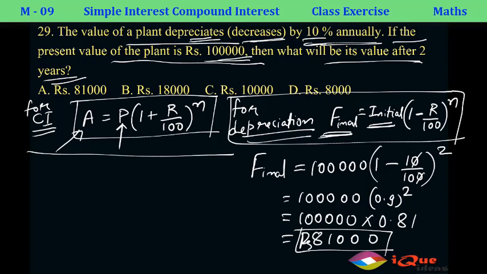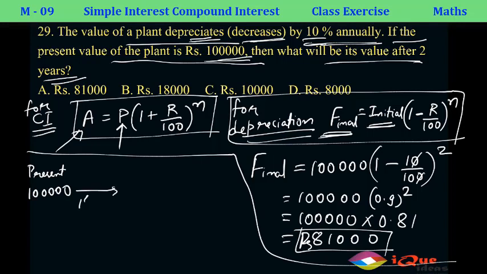Now there was another way of doing the same question, the basic process of compound interest, or the continuous calculation. Let's say the present value is 1 lakh. So what will happen in the first year? In the first year, it will decrease by 10%. So calculate 10% of 1 lakh, that is 10,000. If you subtract 10,000, it will become 90,000, right?